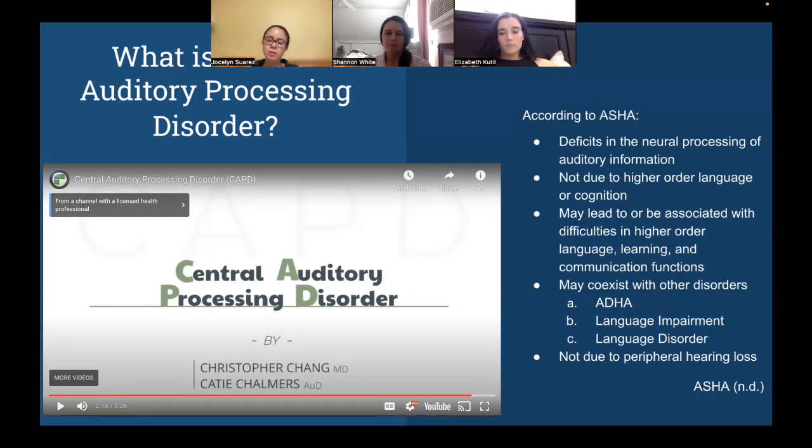It's also important to note that an audiologist really has to diagnose CAPD. Other people, such as psychologists or SLPs, can have a high suspicion or maybe have some sort of indication that someone might have CAPD, but they cannot formally diagnose it.